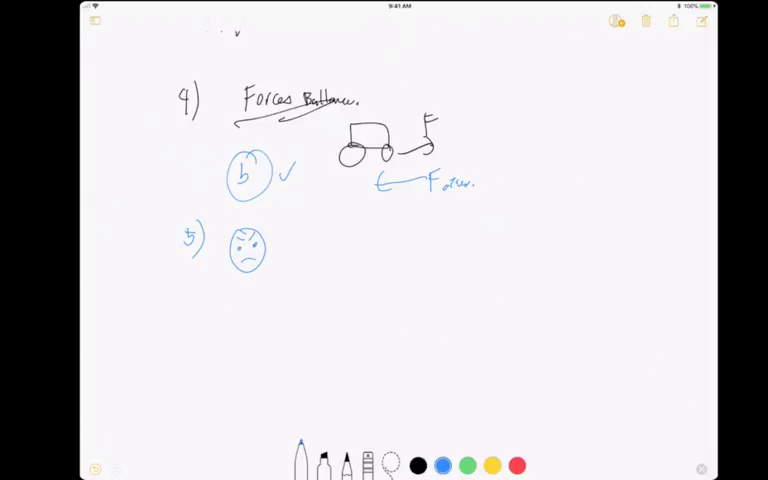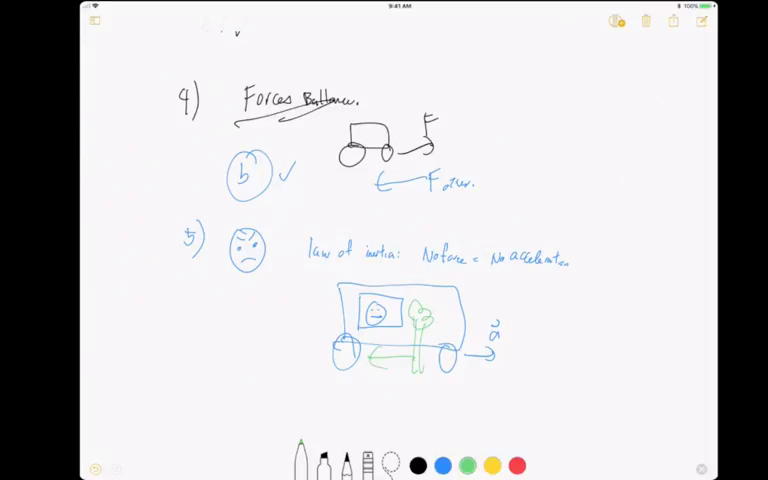An inertial reference frame is one where the law of inertia holds. Law of inertia says no force is equal to no acceleration. So if you imagine that you're in the back seat of a car and you're looking out the window, if the car starts to roll and you look outside, you're going to see all these trees, and the trees will move like that, and they're going to speed up over time.